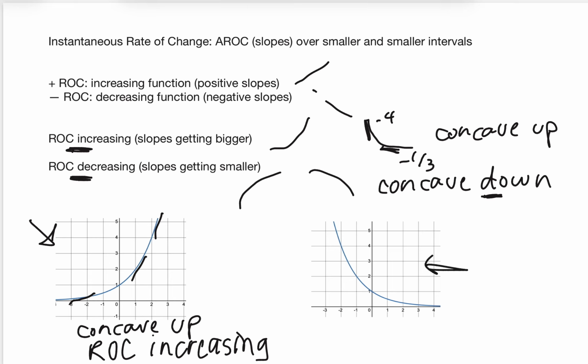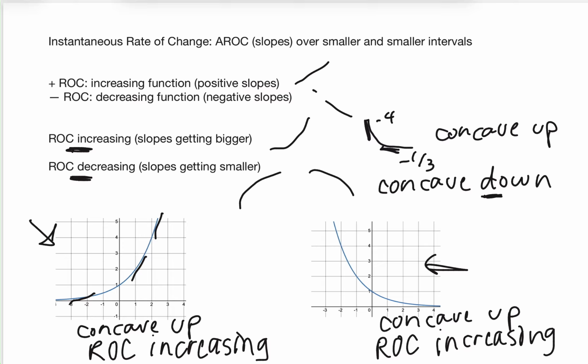Now, this graph is going down, so it's decreasing. The function is decreasing. It is concave up as well. Okay, so it's concave up, and our rate of change is still increasing. And that's what we talked about right up here with these weird slopes. So the rate of change is increasing because it's getting less negative as we go from left to right. So this function is decreasing at an increasing rate.